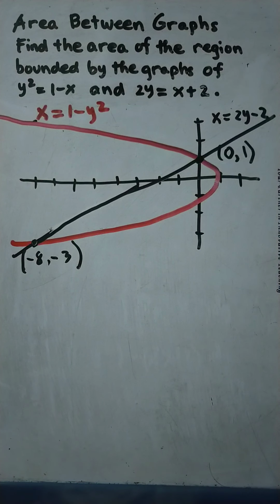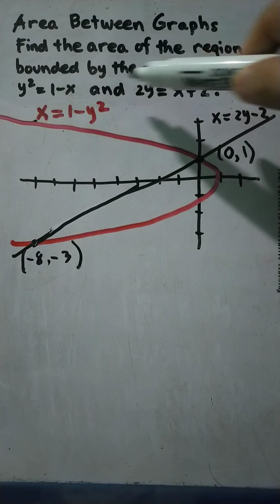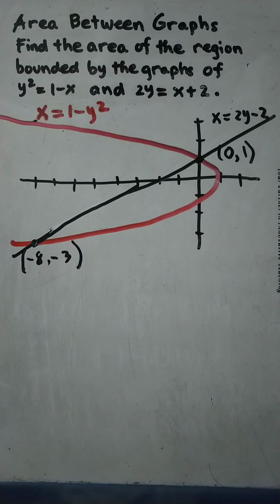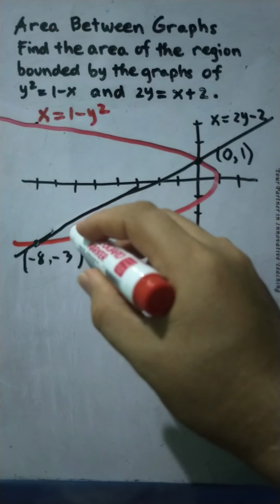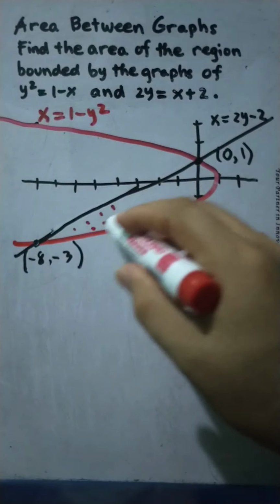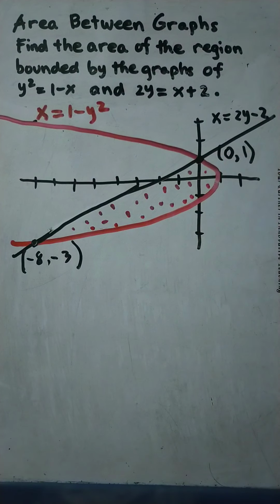of course, going back to the problem, find the area of the region bounded by the graphs. So the region that is bounded by the graphs of the parabola and the line, we have here a line, and then our parabola, this is the region. Okay, this is the region that is bounded by the two graphs.